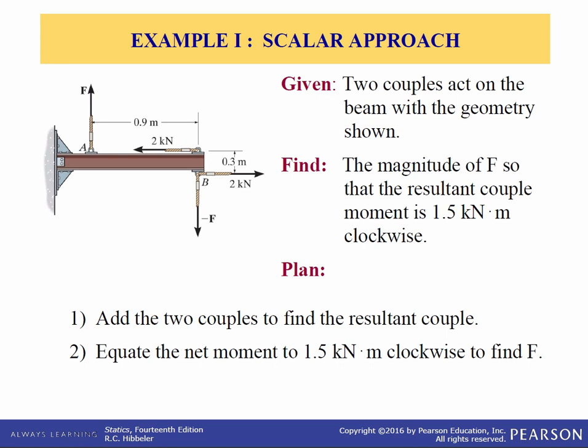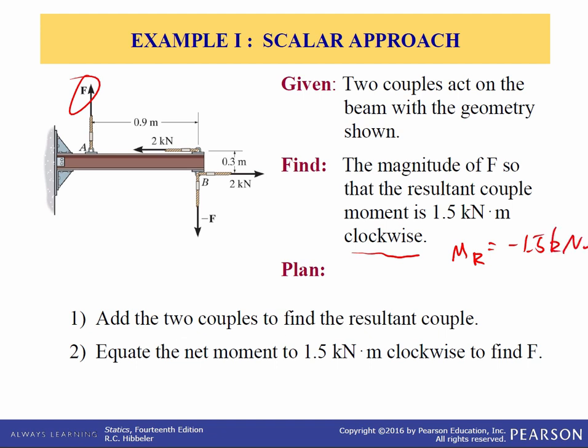So let's do some examples. Here we see two couples acting on the beam with the geometry shown. Find the magnitude of F such that the resultant couple moment is 1.5 kilonewtons clockwise. So since it's clockwise, that resultant couple is going to be equal to minus 1.5 kilonewton meters.